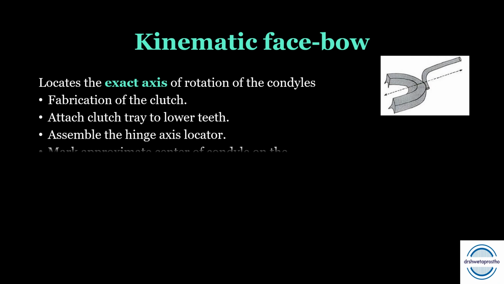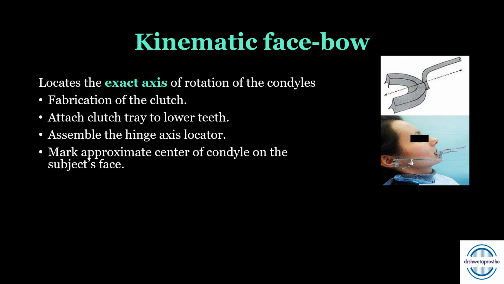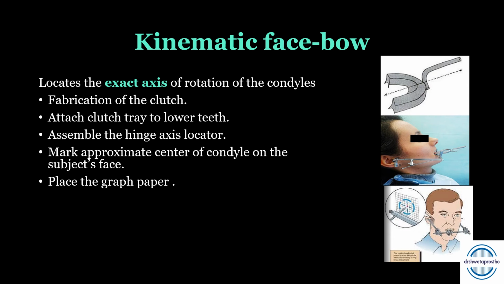We mark the approximate center of the condyle on the subject's face and we place a graph paper, as we can see in the picture. Then we ask the patient to open and close such that only the rotational movement takes place. This will locate the exact hinge axis points.